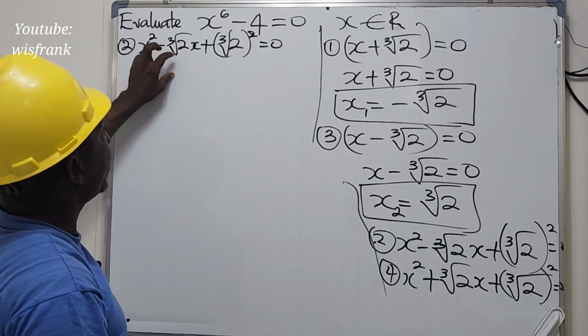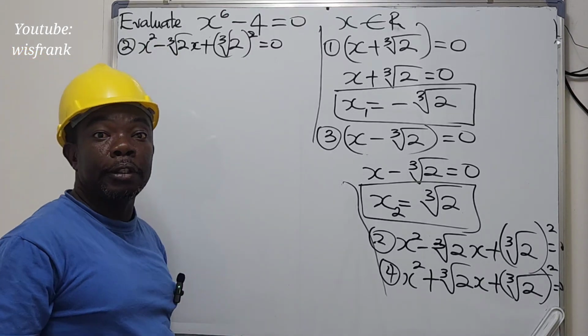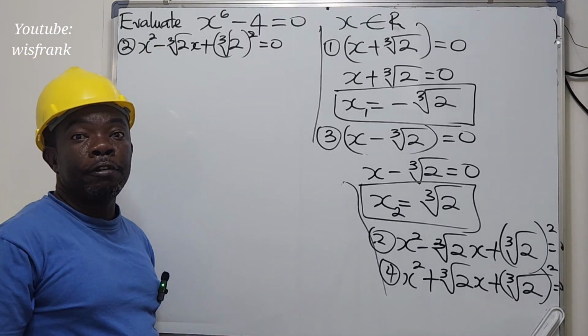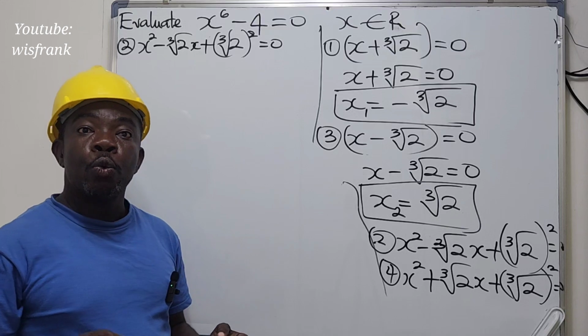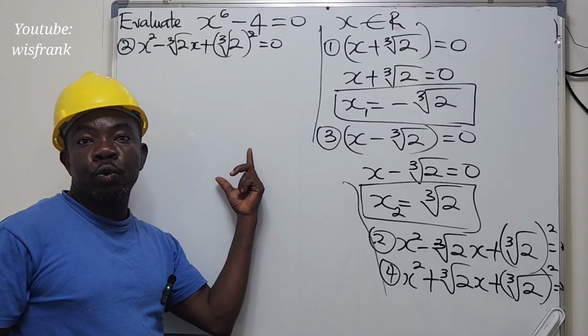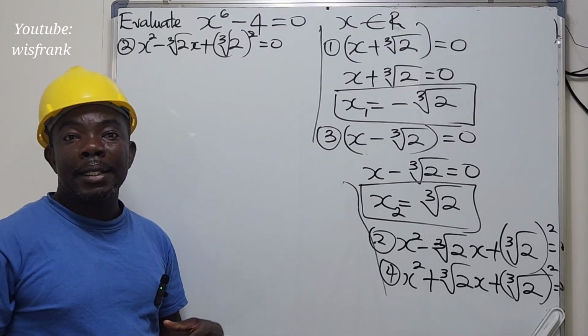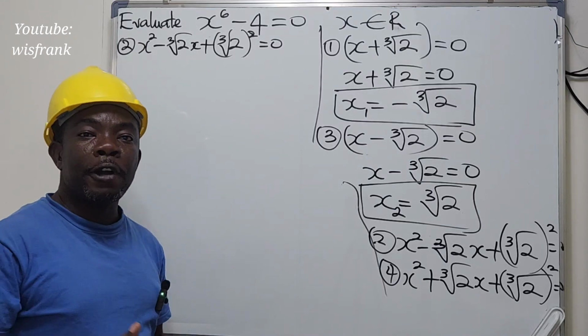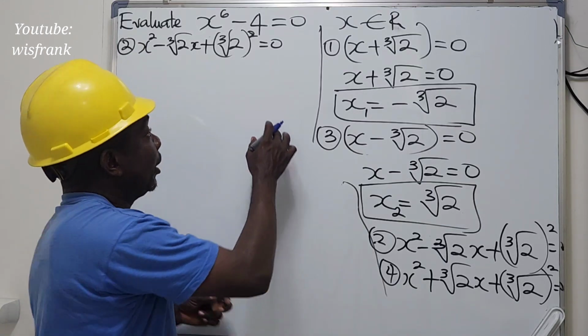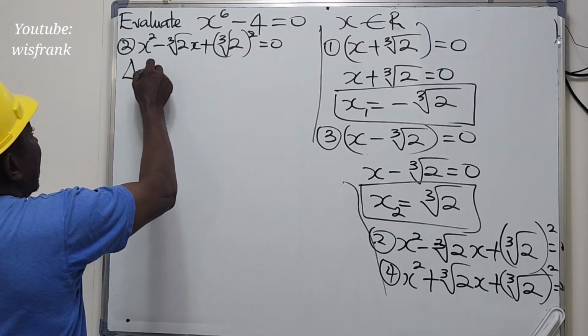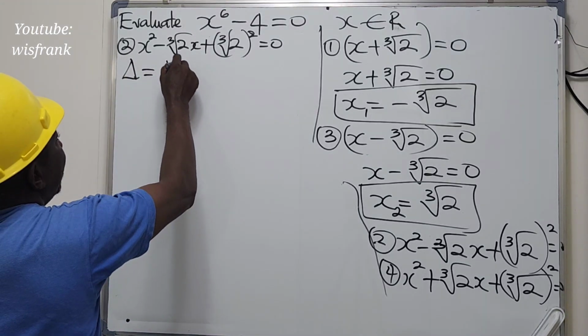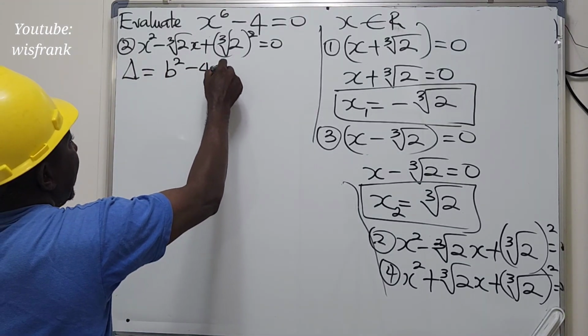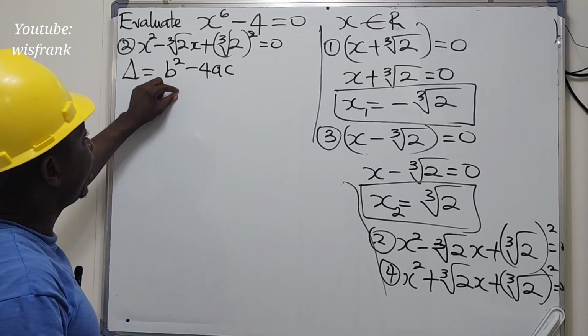From here, this is a quadratic equation. We are going to use the quadratic formula for us to find the value of x. But before we do that, we need to find whether this equation has a complex solution. How do you do that? We are going to use the discriminant. The formula of the discriminant is b to the power of 2 minus 4ac.